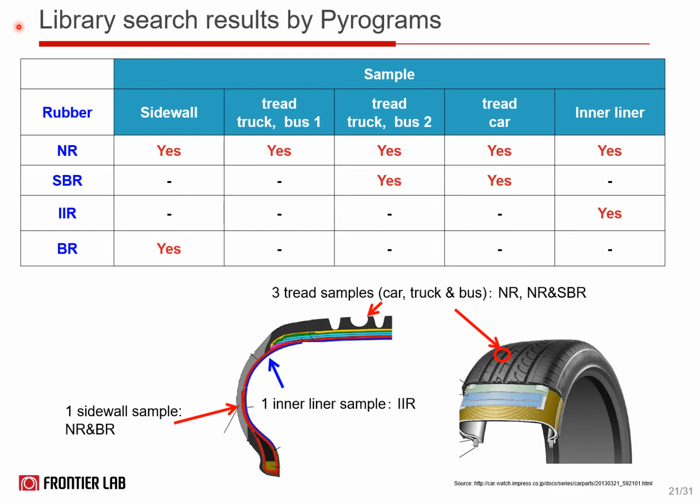As with thread curve, we were able to estimate the lava used in the other samples. For example, the lavas used in the sidewall were NR and VR, and in the inner liner were NR and IIR.